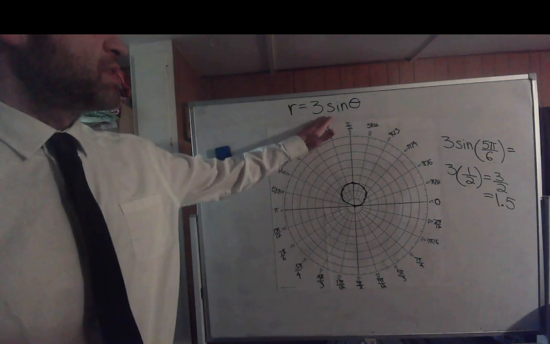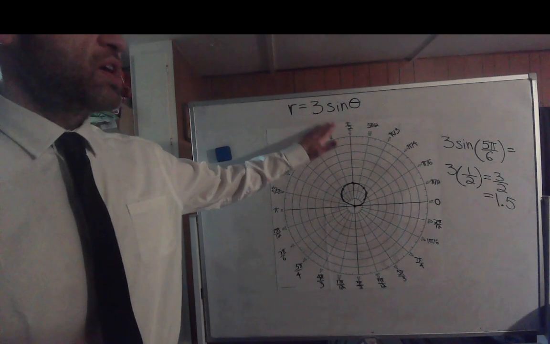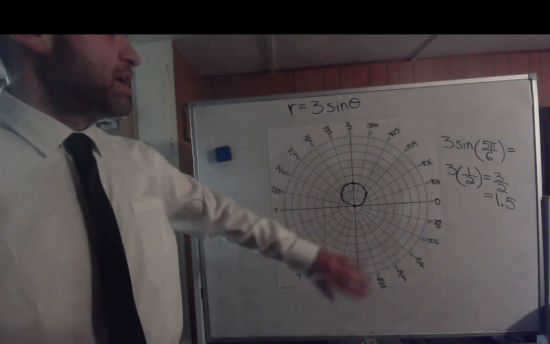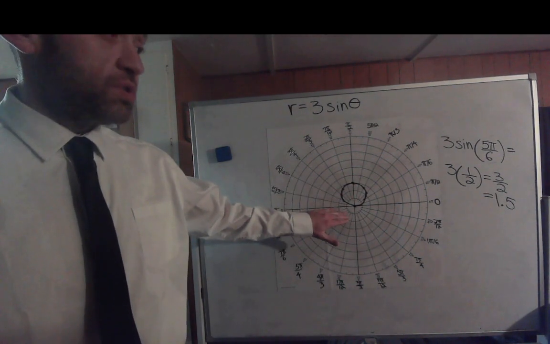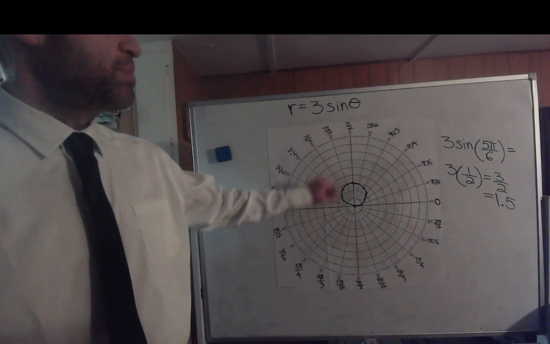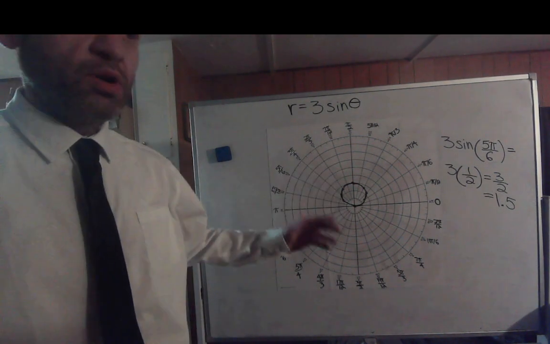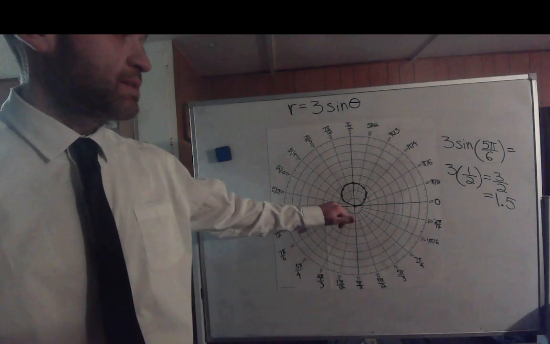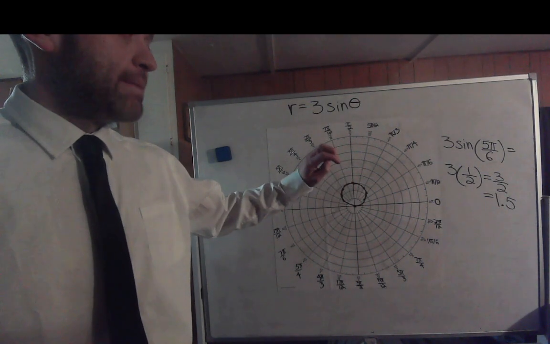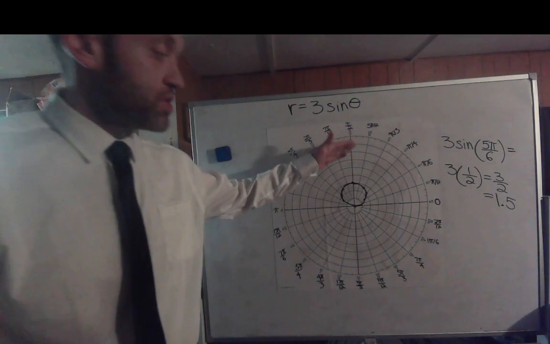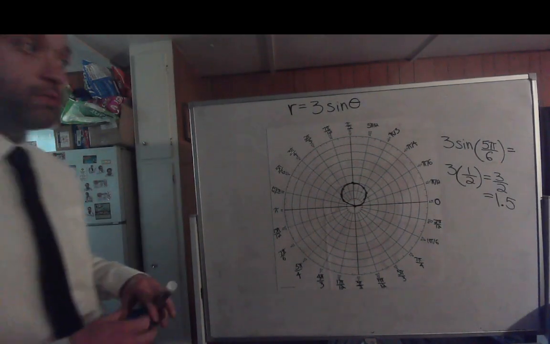So if you have a coefficient on a sine of theta, the sine is a circle also, but it's symmetric with the pi over 2 axis as opposed to the polar axis. It's got symmetry with the pi over 2 axis, but still a circle.